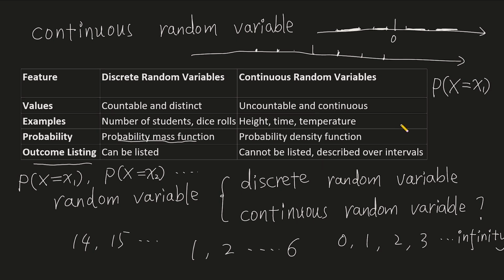For a continuous random variable, we can only find the probability that the random variable falls in a range. We can only find a probability like this. We cannot find a probability like this. So we cannot list all the probabilities of a continuous random variable.